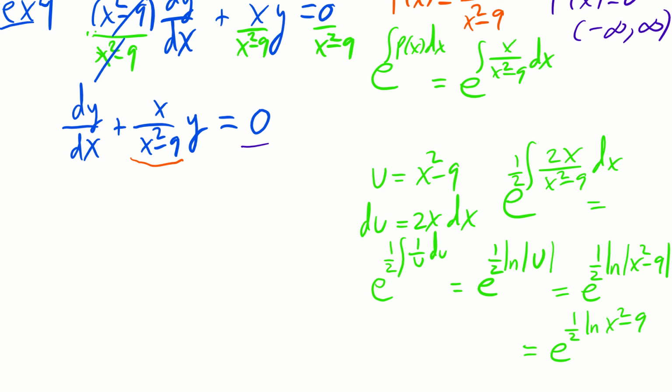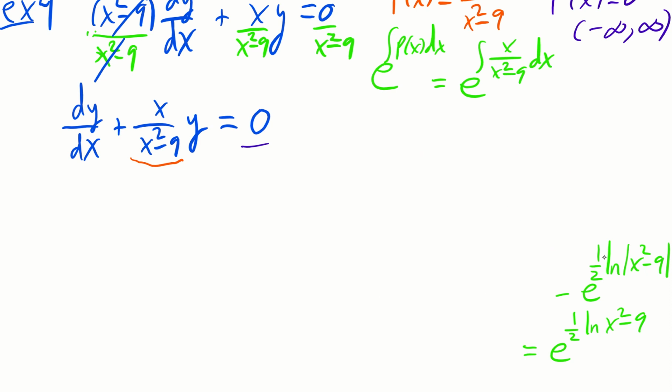We can rewrite our integrating factor to simplify this a little bit. So right now we have the following. This is equal to e to the ln. Let's bring that 1 half power into the inside as a power from the power rule for logs. The e and the ln cancel, and we get x squared minus 9 to the 1 half power. So this is our integrating factor.